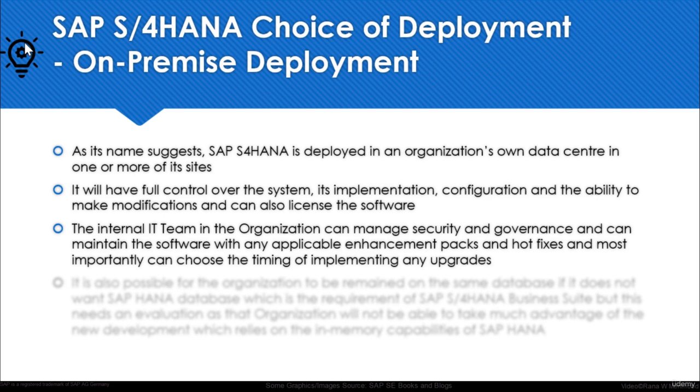SAP normally upgrades its system twice a year or once a year, so the organization can choose the timing of implementing any upgrades. Normally, if it is not on-premise deployment, organizations have to follow the fixed timing when SAP releases any upgrade, so they don't have any option but to go with that release date. But with on-premise deployment, the organization can choose the timing of implementing any upgrade.